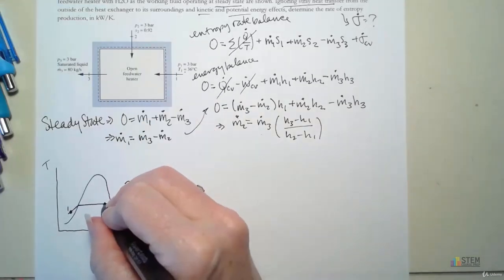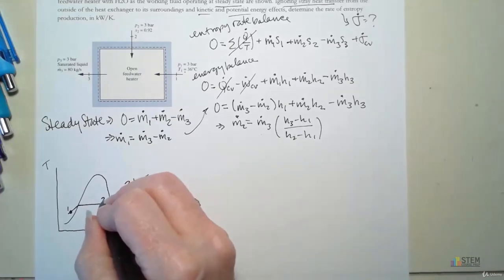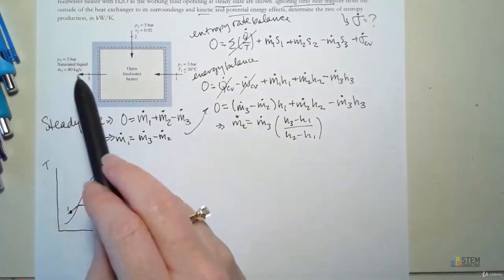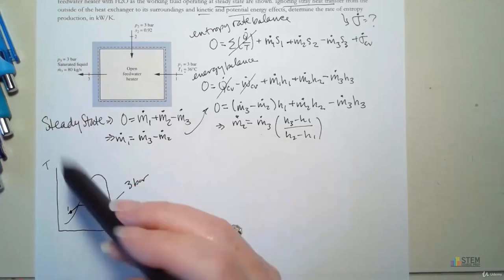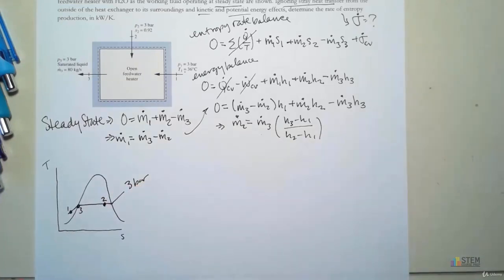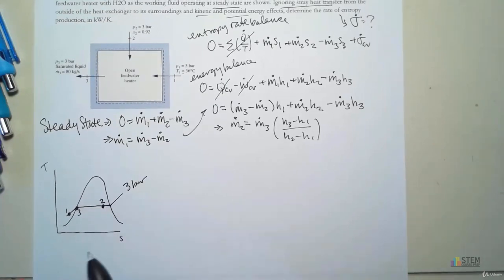If you've got a quality, that means you're in here somewhere. Let's say that is state 2. And then finally on 3, we've got saturated liquid. If we've got saturated liquid, that means we're right here. So these two points, 2 and 3, you're going to use the saturated liquid table. Now 1, that's compressed liquid. Generally we can treat that as incompressible and just assume it is going to be like the saturated liquid point.